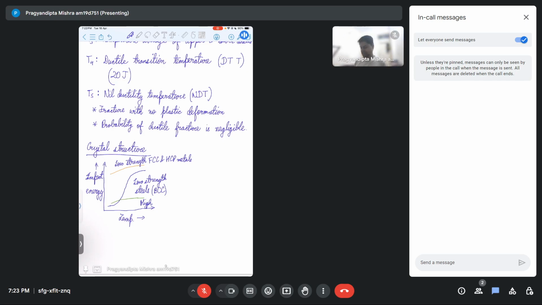So let's move on to the last part of today's discussion, which is composites, mechanical behavior of composites actually.